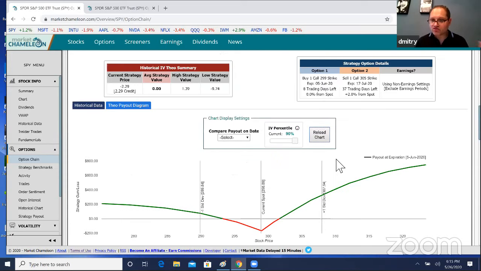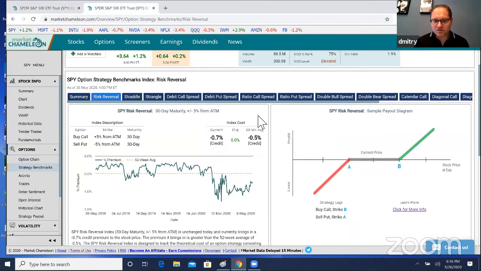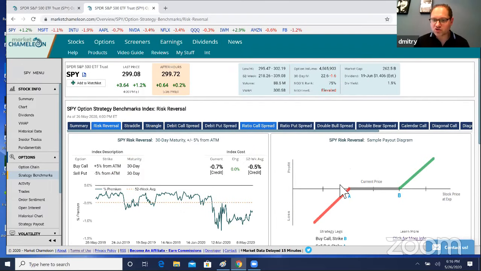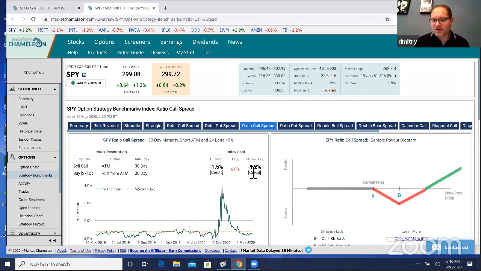So that's why it's very important. Over here, what we did was we constructed our own strategy and tested it out. But at first, we just used benchmarks to see how they line up if I want to do anything. So here's a ratio call spread. We can see on a 30-day, today it's a 1.5 credit versus an average of negative 1.2.